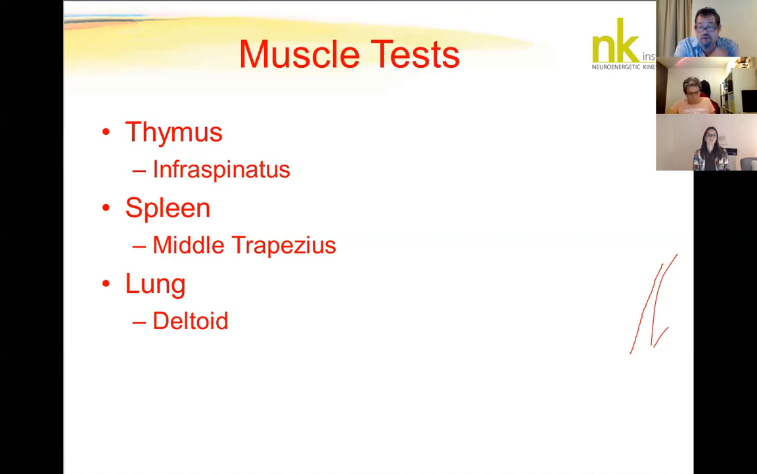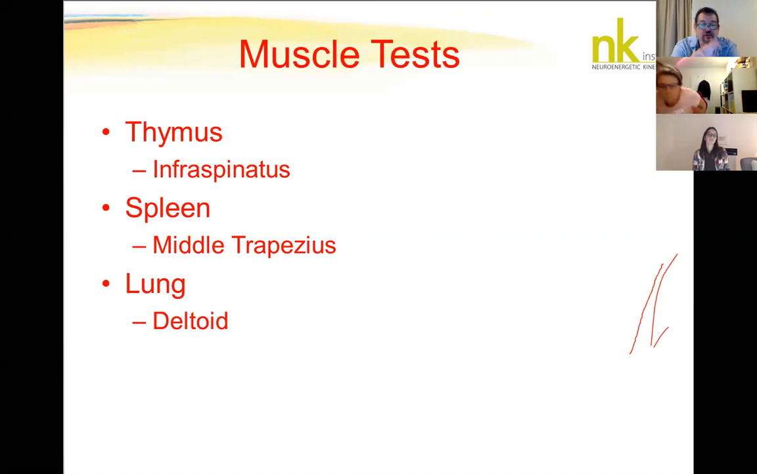And we'd also want to look after the lung, so you could use the deltoid. If you wanted to do the heart, you could use the subscapularis, and for the kidneys you could use the psoas.